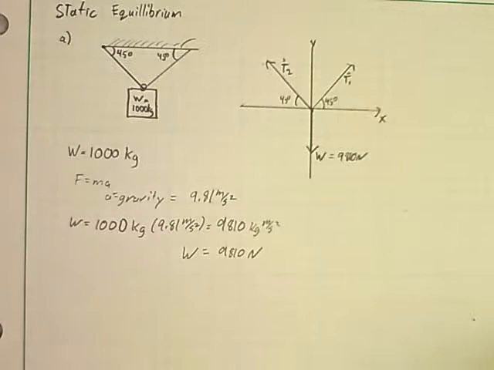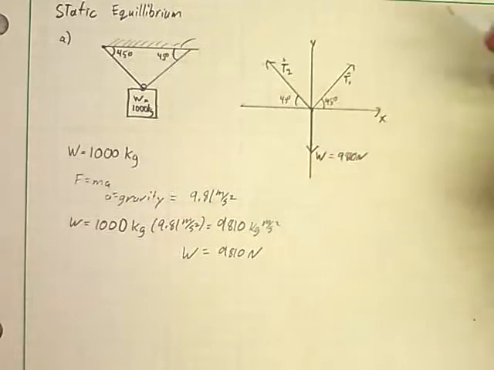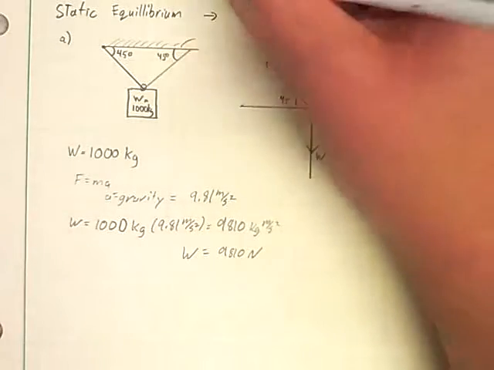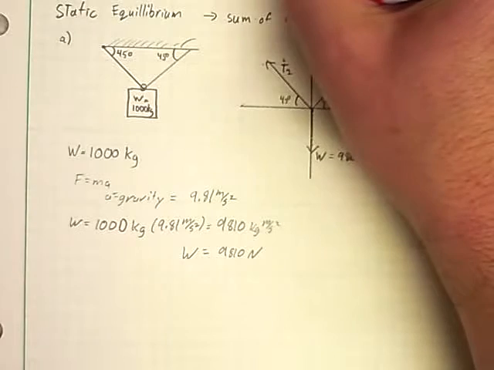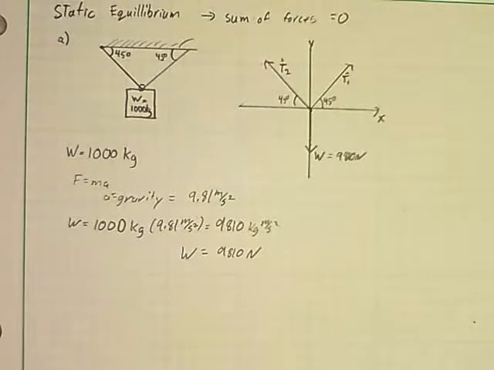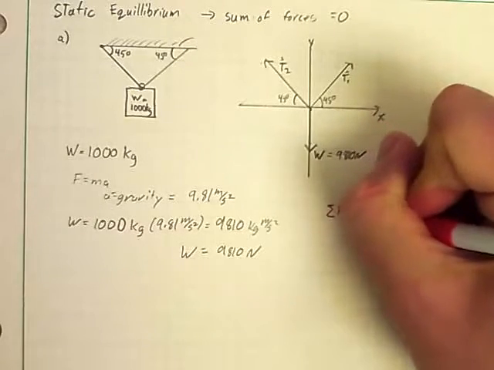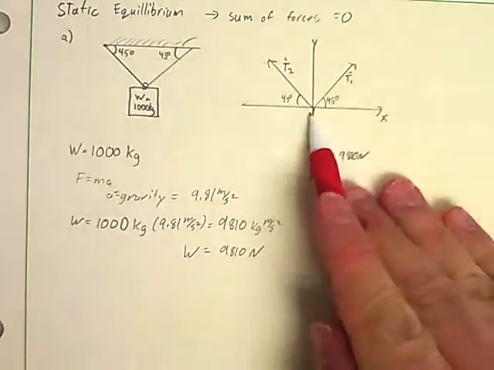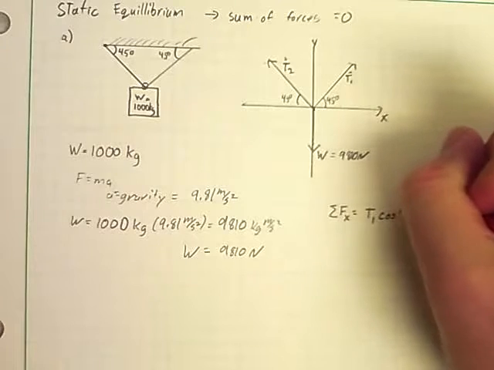Alright, and so remember again, if we have static equilibrium, the sum of the forces equals 0. So the sum of the forces in the x direction and the sum of the forces in the y direction all have to equal out to 0. So if we look at the forces in the x direction, we have T1 times the cosine of 45 degrees.